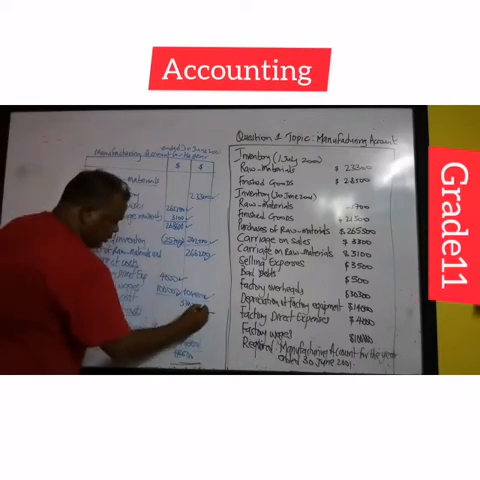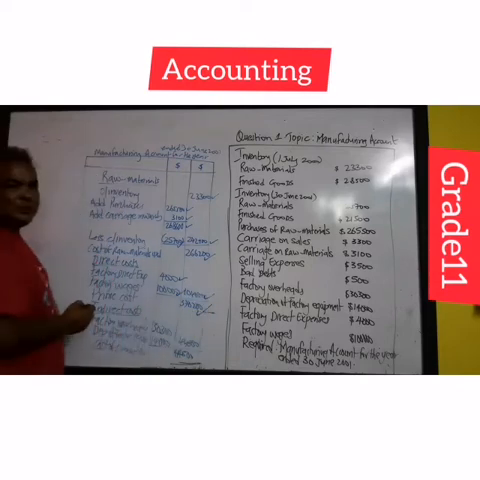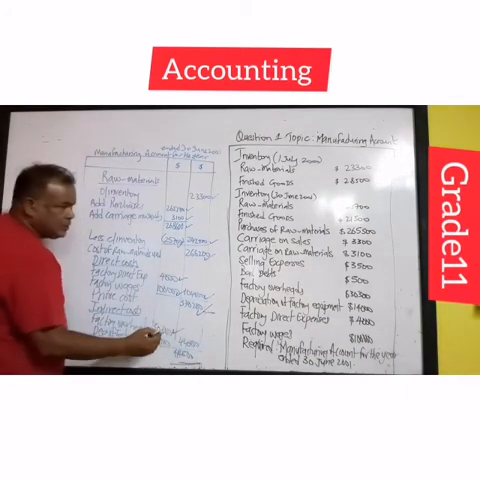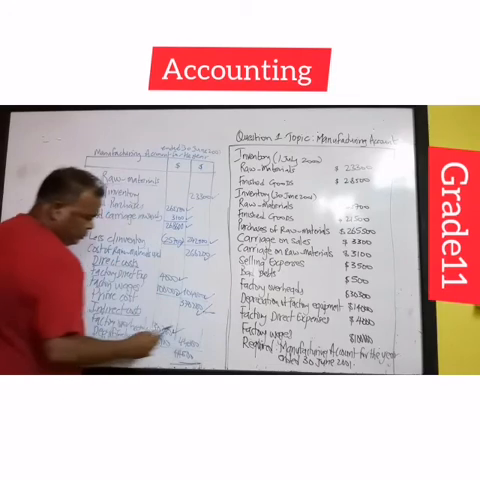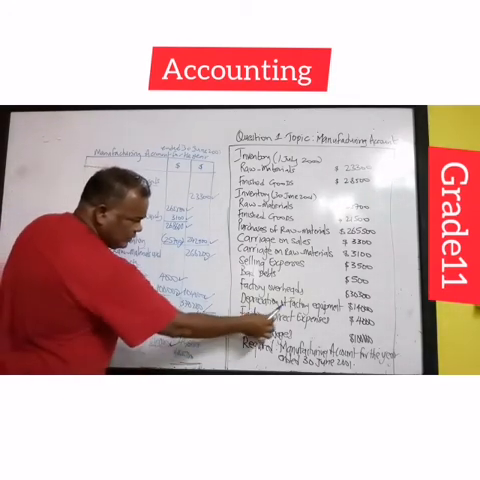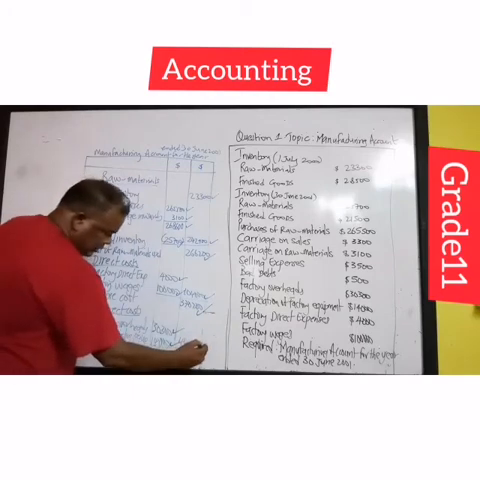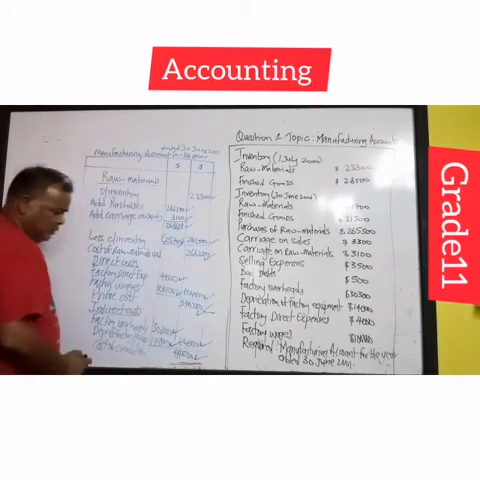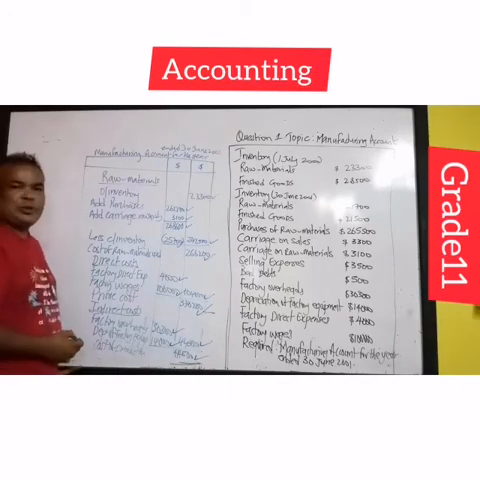Then we get 370,200. This is prime cost of production. Indirect cost, we have factory overheads, 30,300. Depreciation of factory equipment, 14,000, that gives us 44,300. Then we get 414,500. This is cost of production.